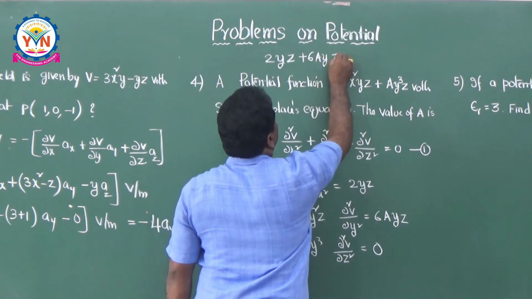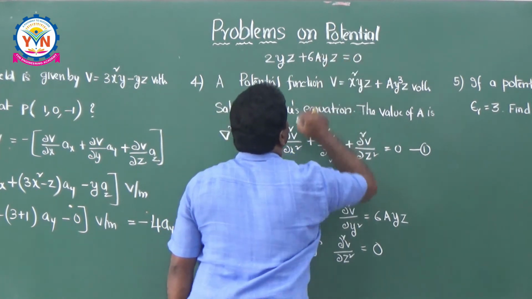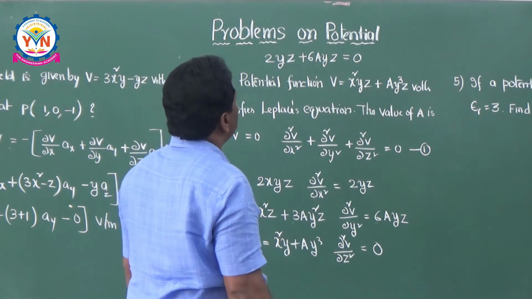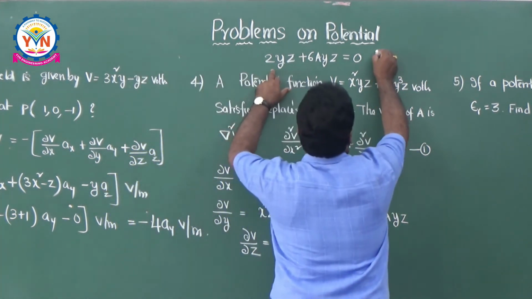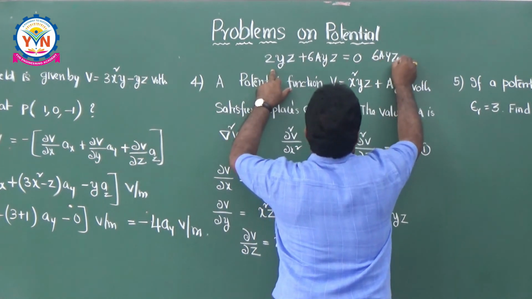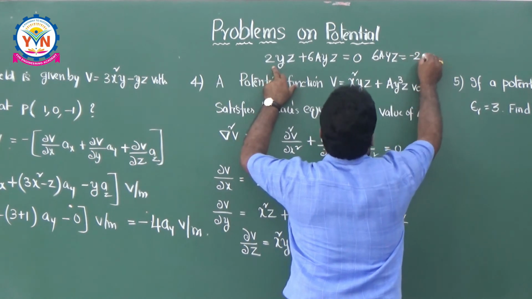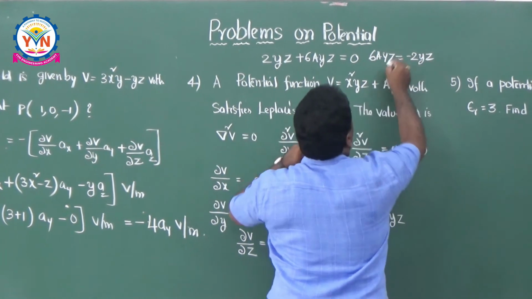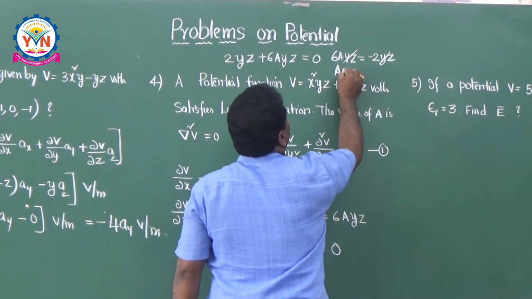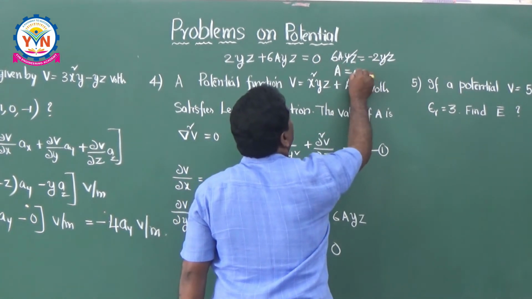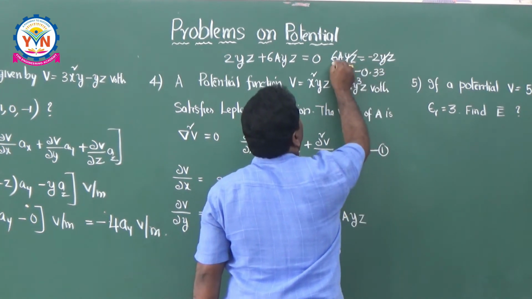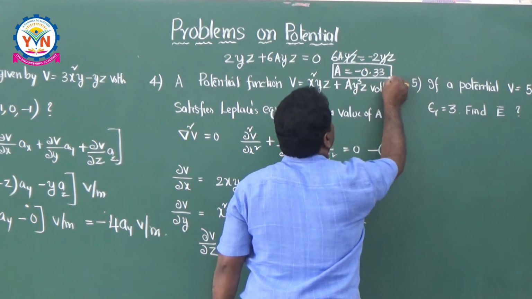6ayz is equal to 0. So this is equal to 6ayz is equal to minus of 2yz, and this will be cancelled. Therefore your A will be minus 2 by 6, means 1 by 3, minus 0.33. This is the answer you are going to get.